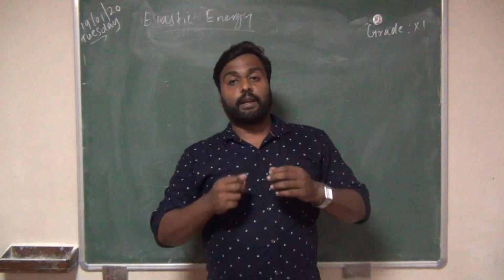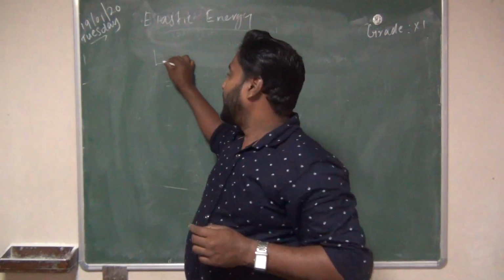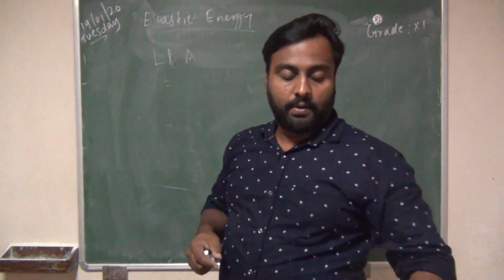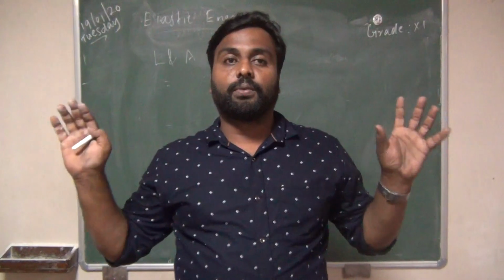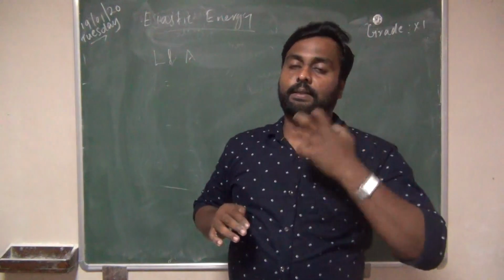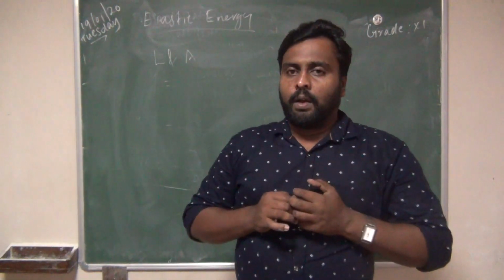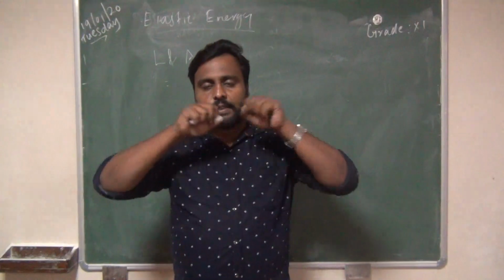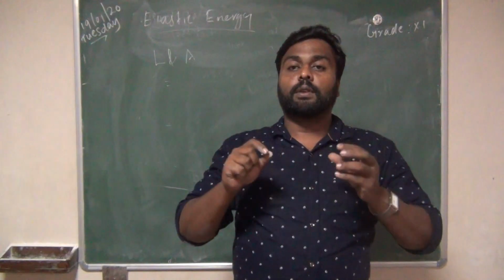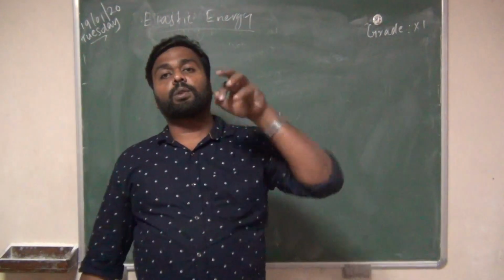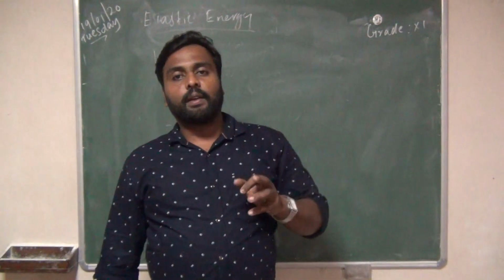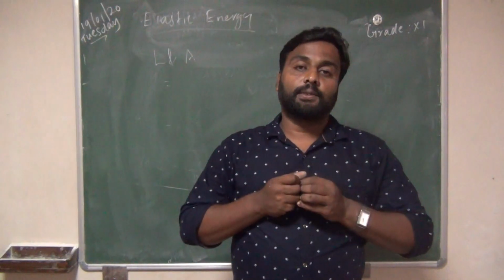For that we have to choose a wire of length capital L and a cross sectional area A. So one wire we can take and stretch the length of the wire. Its length is capital L and its cross sectional area, we can choose it as capital A. So when we stretch this wire, we are doing some work against the internal force, and this work done is equal to the elastic potential energy. Now we can find out the work done to stretch this wire.